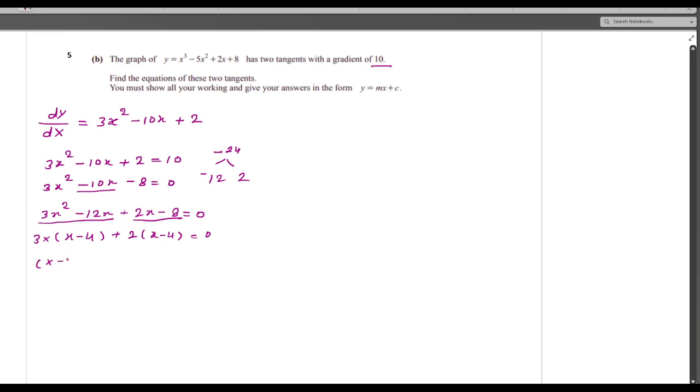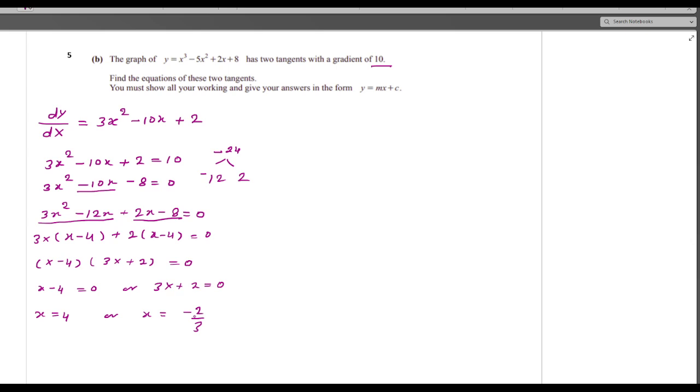So I have x minus 4 in one bracket and 3x plus 2 in the other bracket. The product is 0. So this gives you x minus 4 is equal to 0, or 3x plus 2 is equal to 0. So your x is 4 or your x is minus 2 divided by 3. So these are the two values of x where the gradient of the tangent is 10.